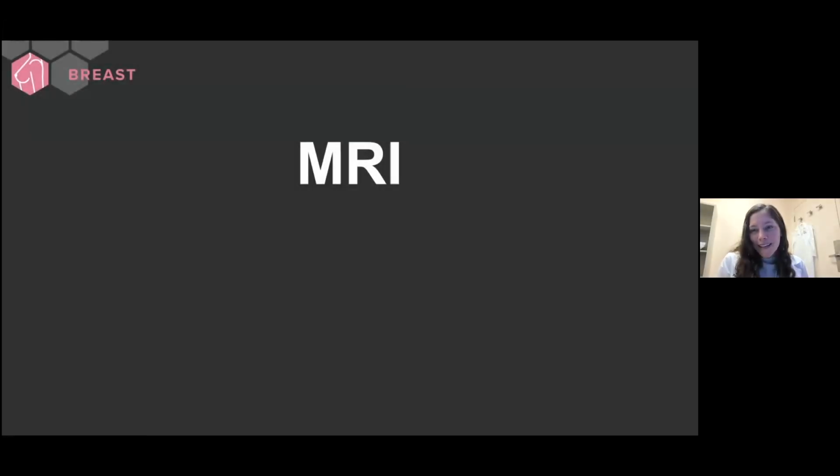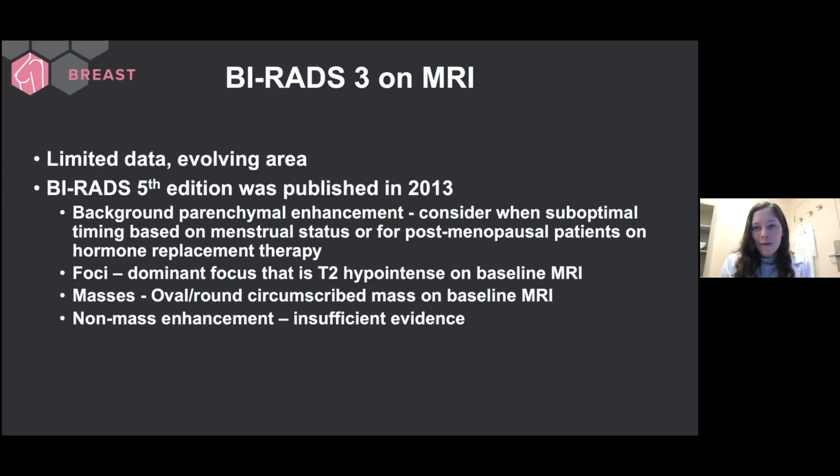So while BI-RADS 3 is a challenging topic overall, I think that MRI is really the hardest topic with BI-RADS 3 because it's a newer field and the data is a lot less robust than on mammogram and ultrasound. I did show a few examples of cases where there is some data to support the use of BI-RADS 3, and I just want to go over those. So just to start, like I said, this is really an evolving area, and I think we want to be flexible with our use of BI-RADS 3 on MRI and be following the literature, because I think that this is going to be really clarified over the next couple of years.